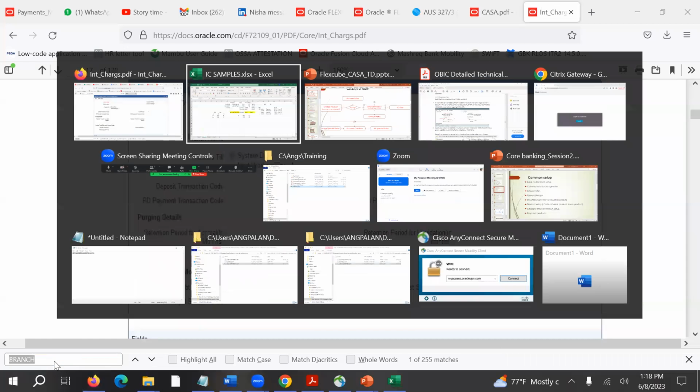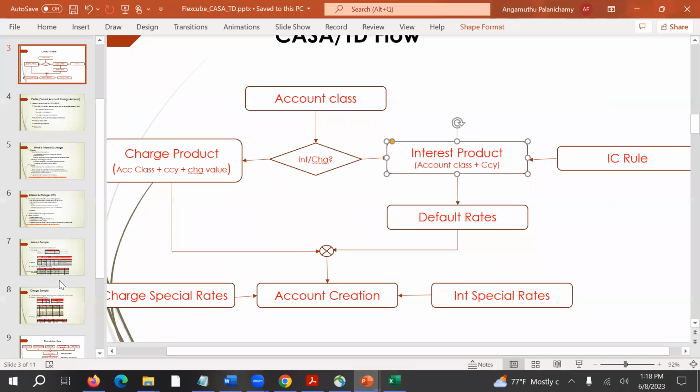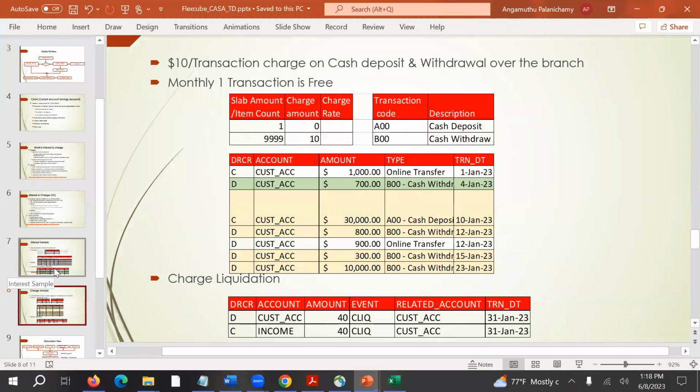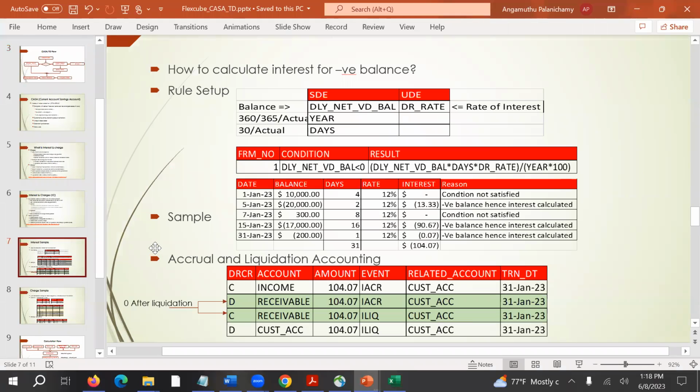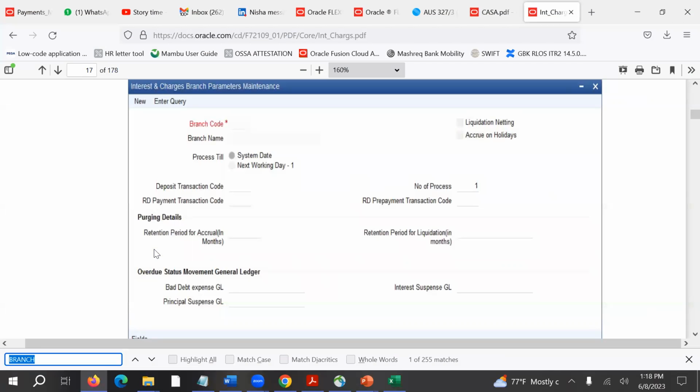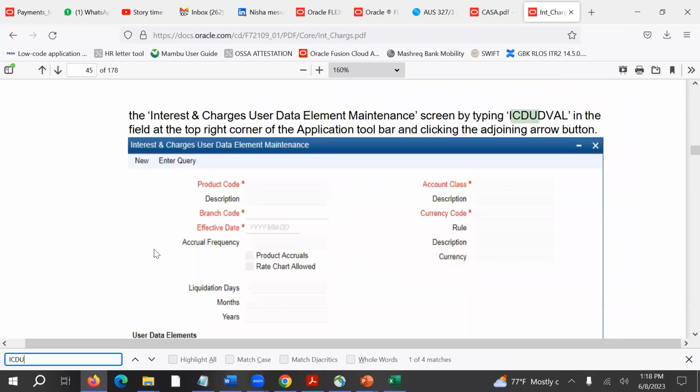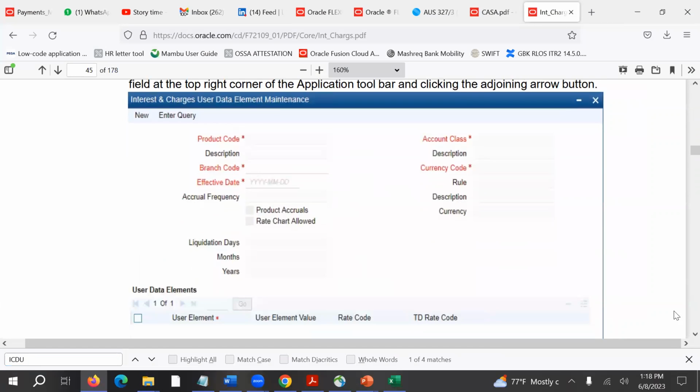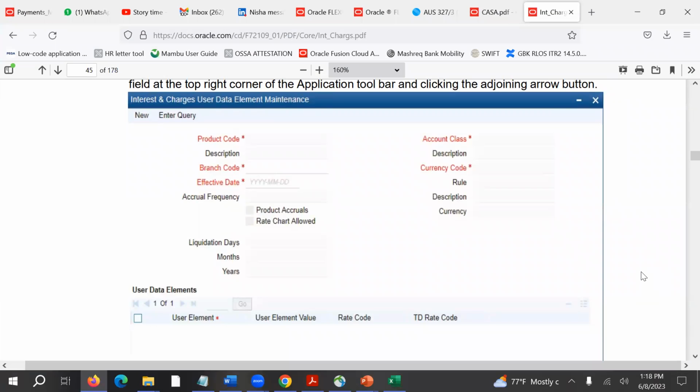So we have come until the accrual. We are clear on the accrual part and liquidation, right? That is the branch level maintenance, like 0-day maintenance, we call it. Interest and charges come under this. This is where you link what we call the general condition. In IC, we call it general condition and special condition. General condition means linking the product code, branch code, and the account class currency code, so these combinations.